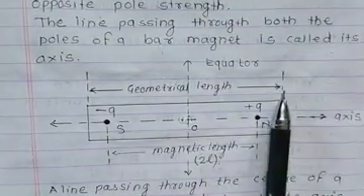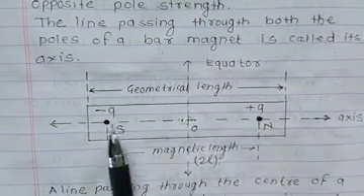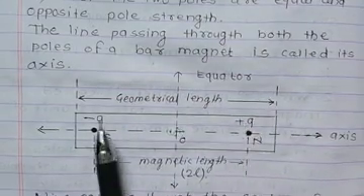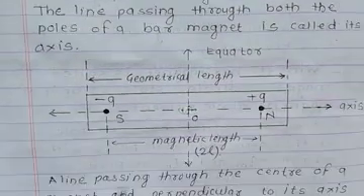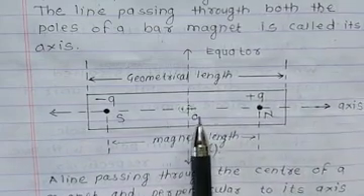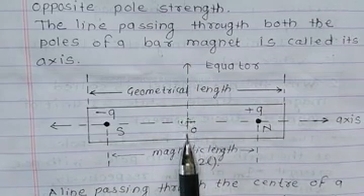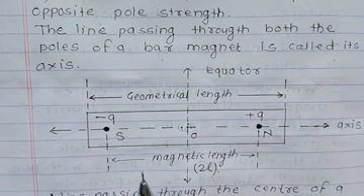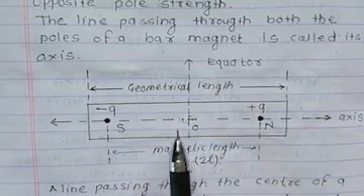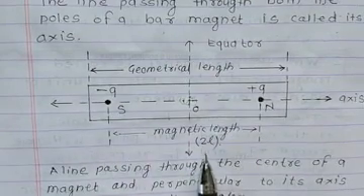Consider this bar magnet. These are the 2 poles, north and south, of opposite pole strength plus q and minus q respectively. The line passing through these poles is called the axis. O is the center, and the line perpendicular to the axis and passing through O is called the equator. Length of the bar is the geometrical length and the distance between 2 poles is the magnetic length, which is 2L.